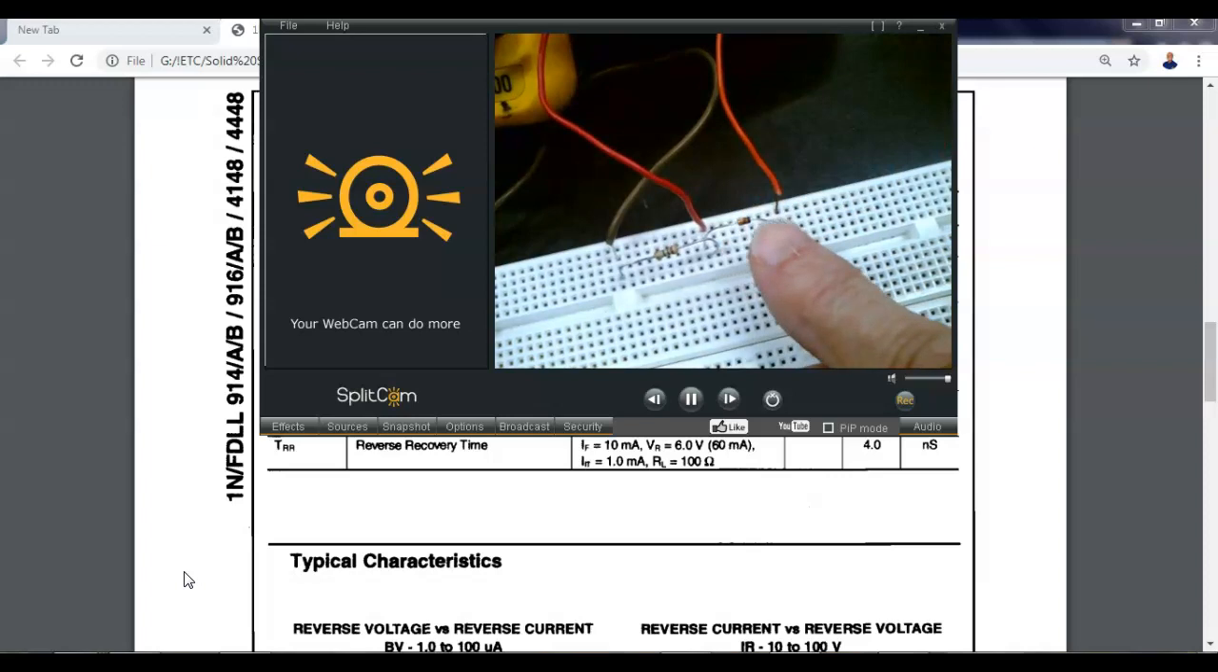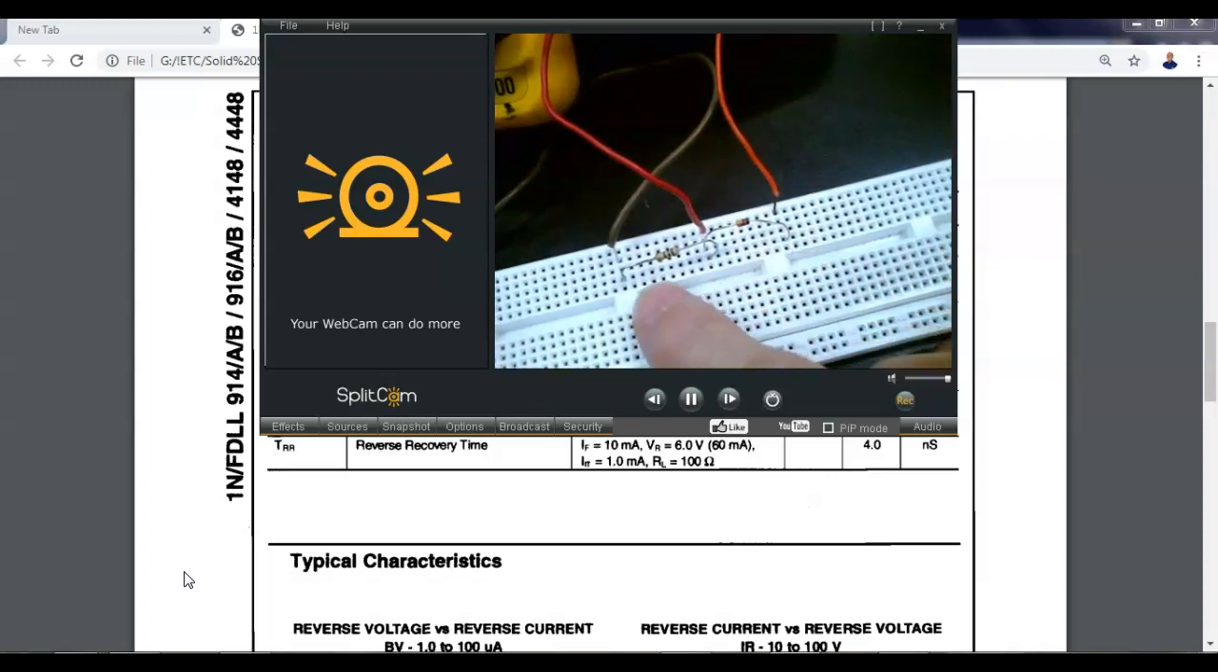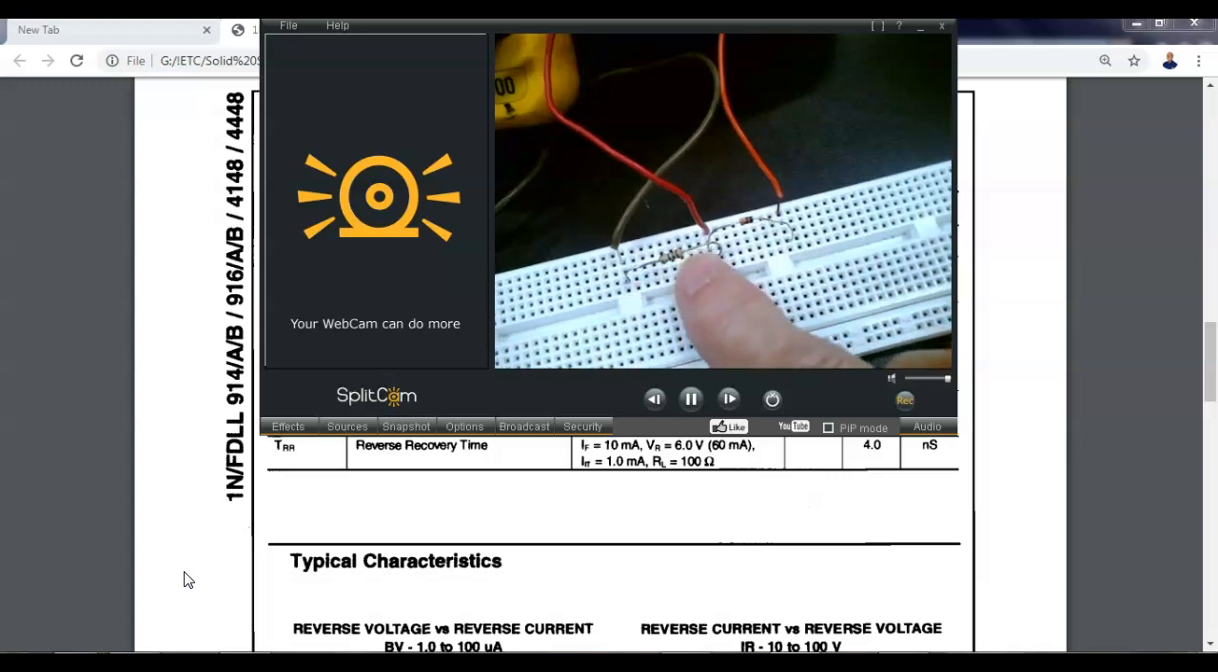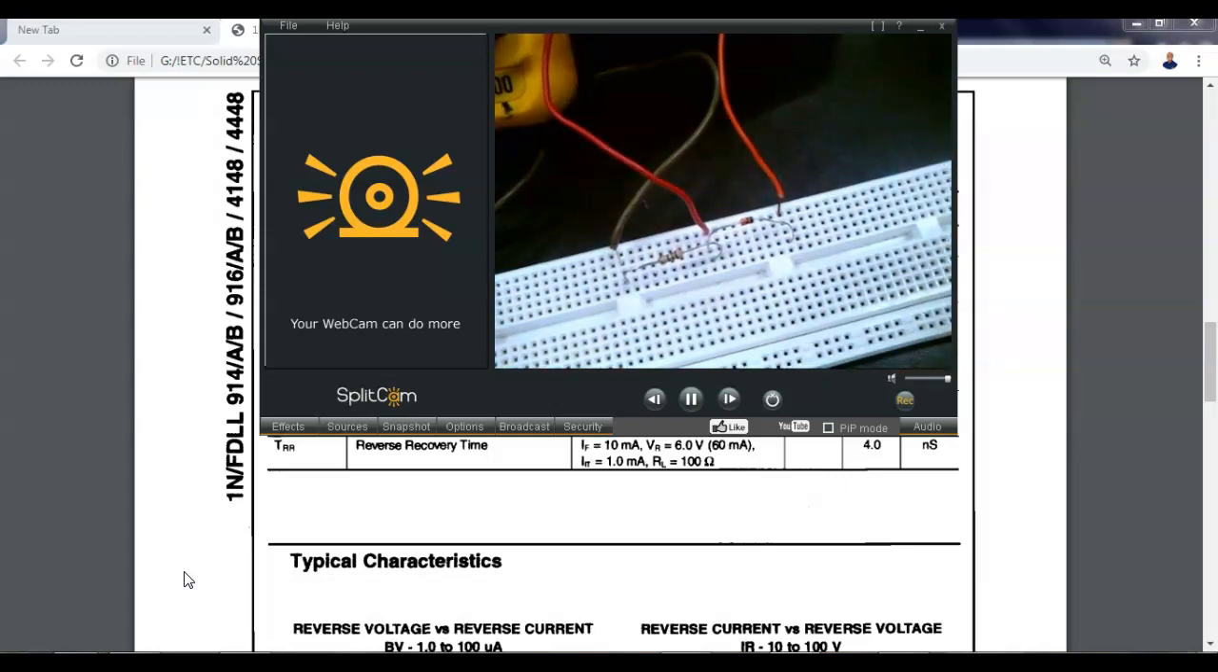Here's the one in a 914. We have the positive pointing toward the cathode. We have the negative pointing toward the anode. So we're going to reverse bias this thing, and we're going to break it over.